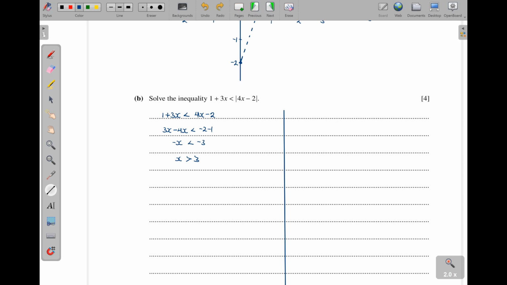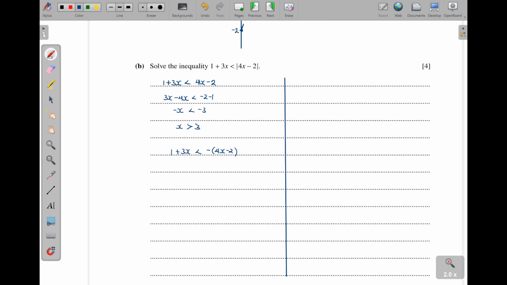Then in the other splitting, we also have 1 plus 3x less than the negative of this one here. Remember, it has the positive and the negative. Now we solve this one. When we open the brackets, we have negative 4x plus 2. When this crosses here, and you take the 1 here, the 4 will add to that 3, and we get 7x less than 2 minus 1, that is 1. So x is less than 1 over 7.